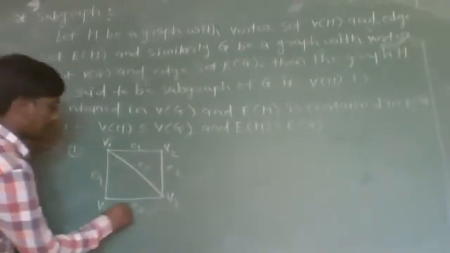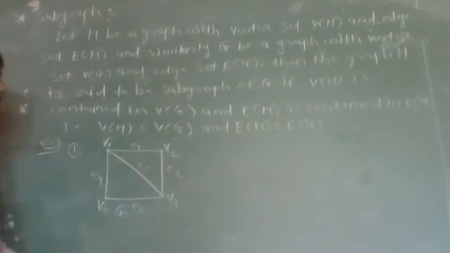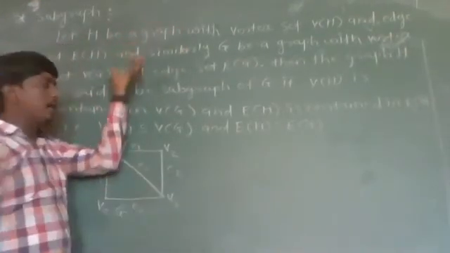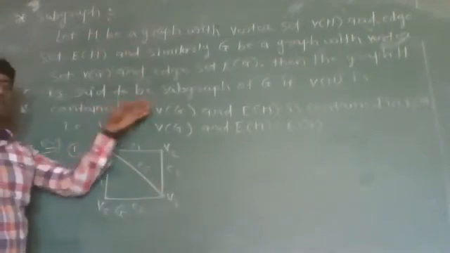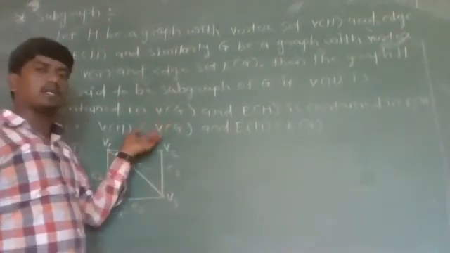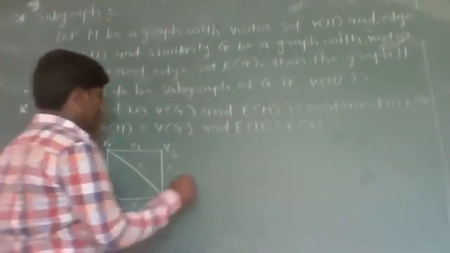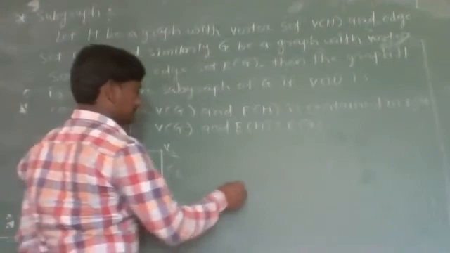Now this one is the graph G. Then any graph H is said to be a subgraph of a graph G if the vertex set of graph H is a subset of the vertex set of G and the edge set of graph H is also a subset of the edge set of graph G. Now let us find one subgraph.